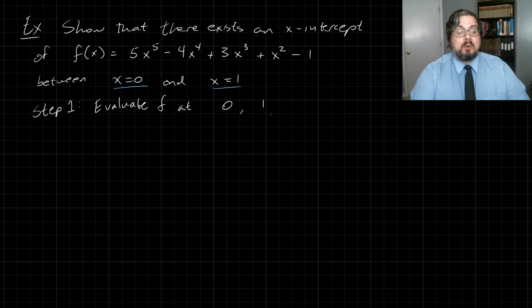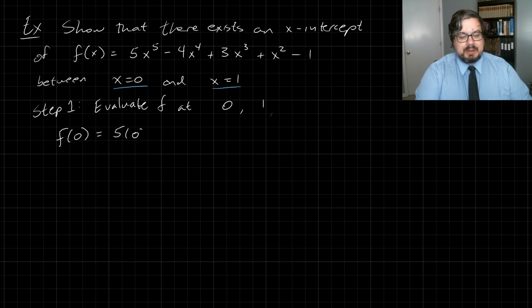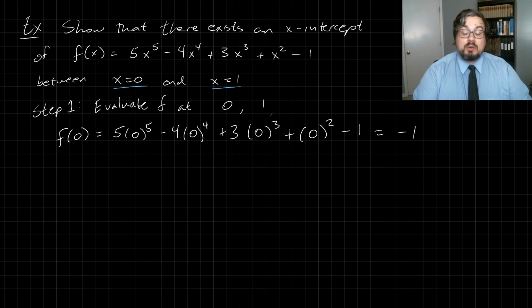Well, at the 2 points that we believe are going to bound the x-intercept, that are going to be on either side of the x-intercept. So let's go ahead and do that. F of 0 will be 5 times 0 to the fifth minus 4 times 0 to the fourth plus 3 times 0 cubed plus 0 squared minus 1, which all works out to be -1.